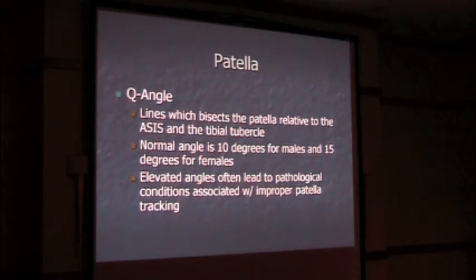Like I mentioned before, that grasshopper sign, with the kneecaps on either side of the knee when it's flexed, a lot of times they will have a high Q angle, which predisposes them to multiple dislocations. So elevated angles lead to pathological conditions, like I mentioned.